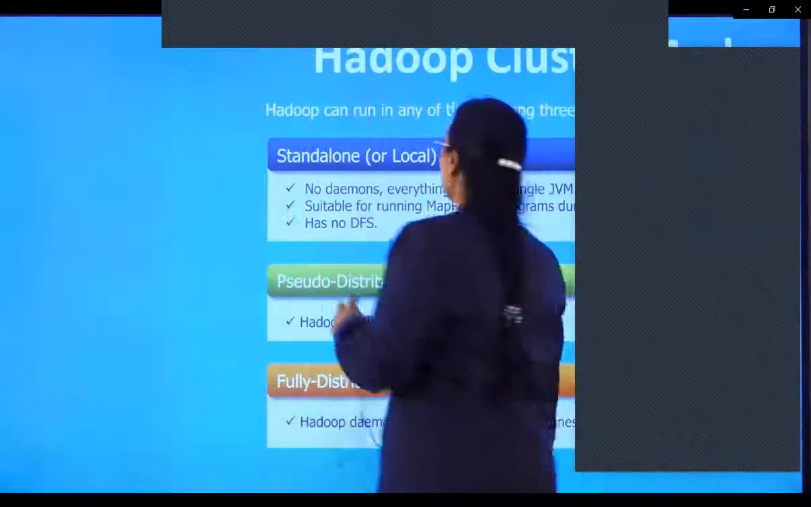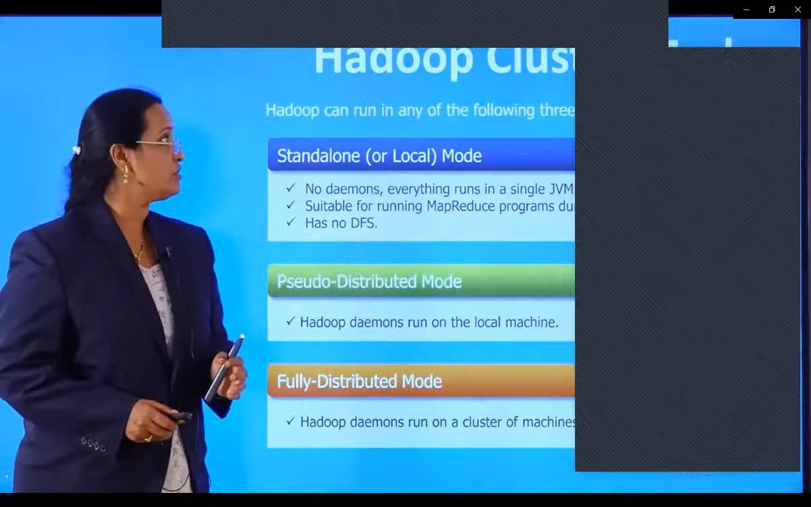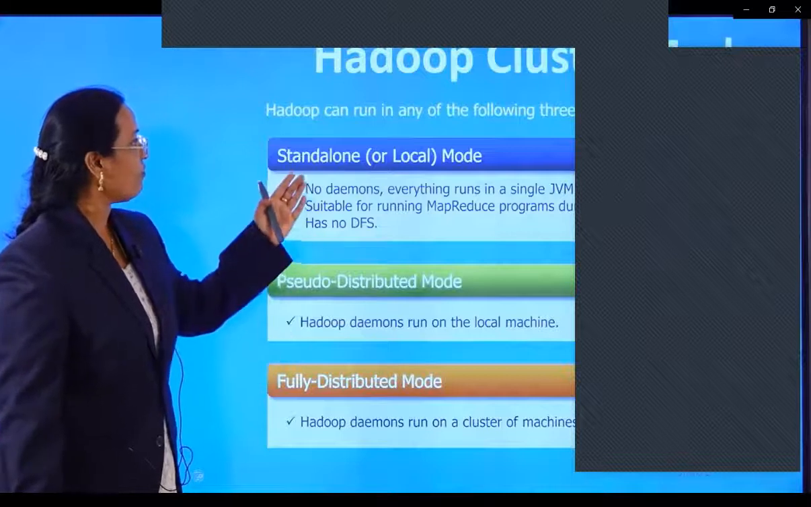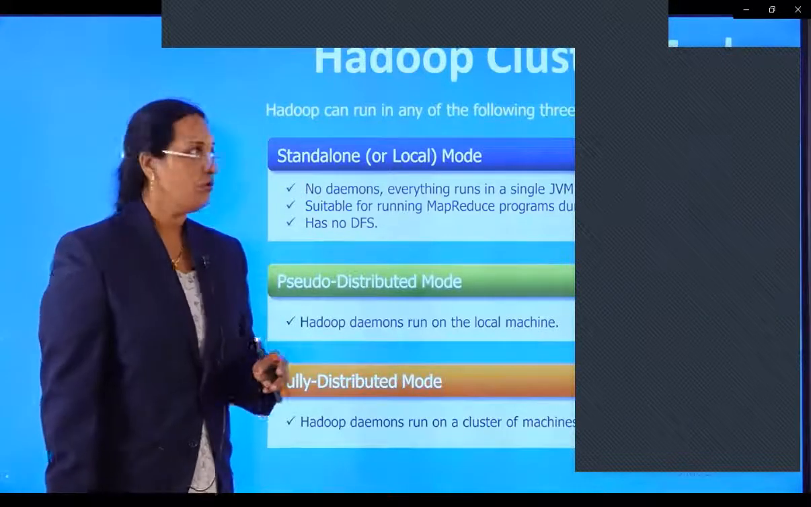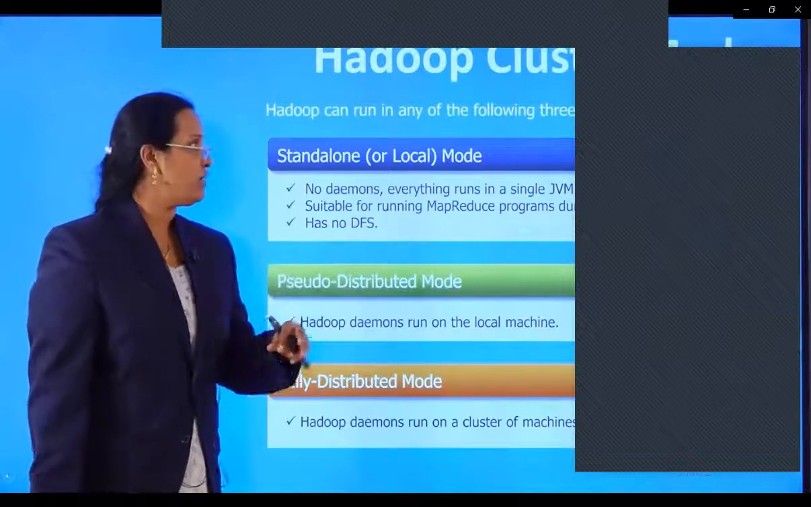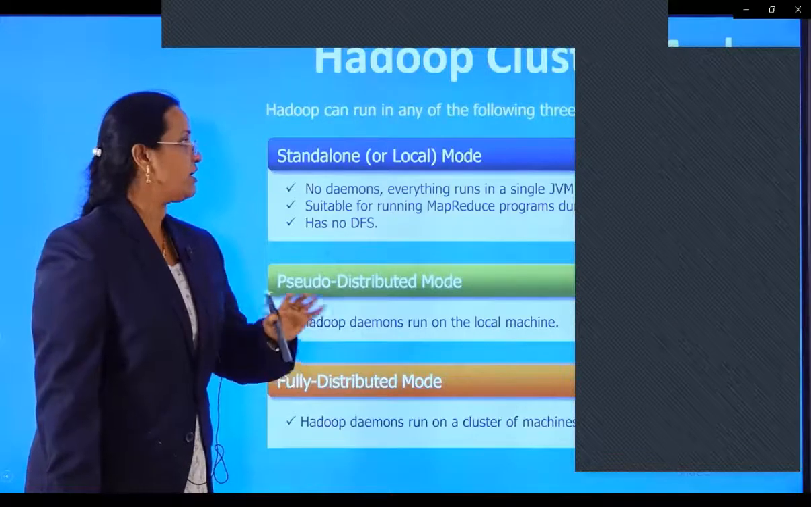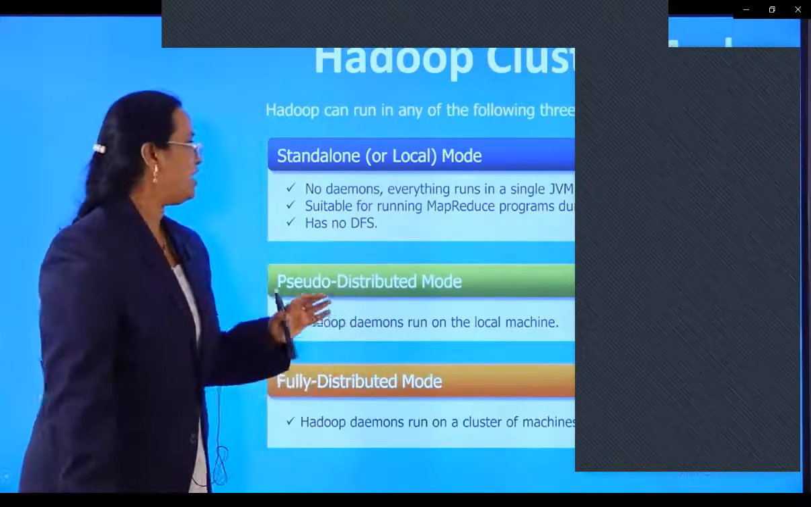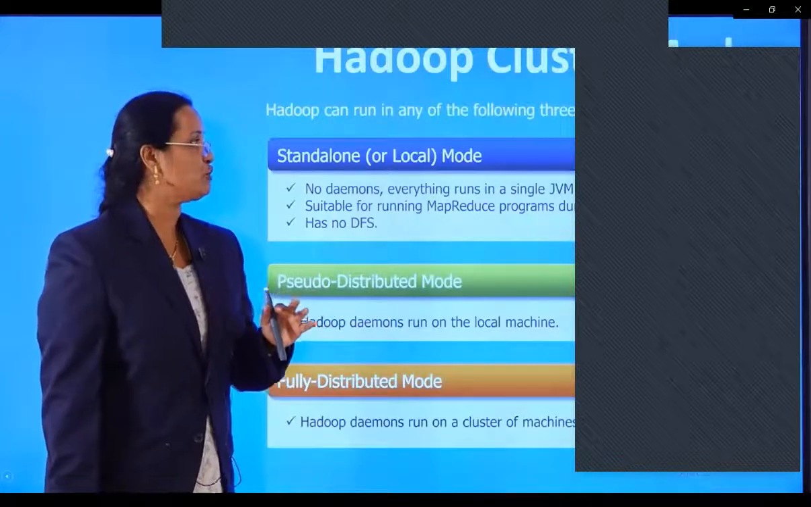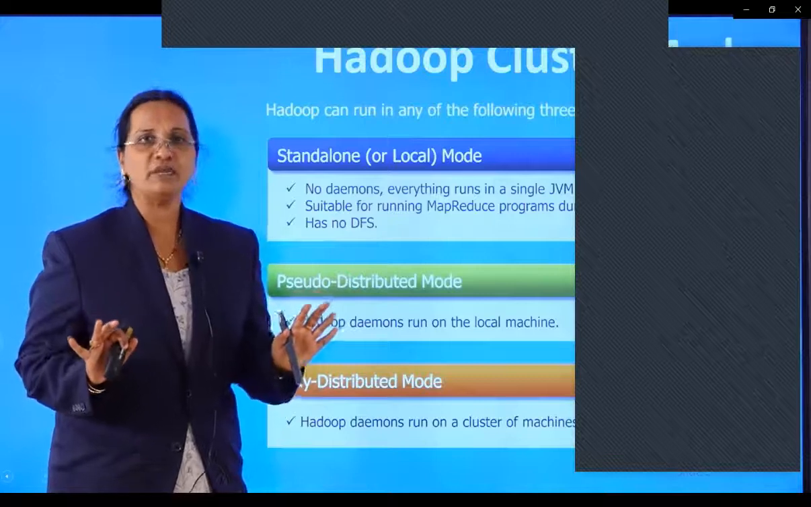The Hadoop cluster works in three modes. The first is standalone mode, which is also called local mode. In this mode, there will not be any daemons running, and everything runs in a single JVM, that is Java Virtual Machine, and it is suitable for running MapReduce programs during development time. That means it will not have any distributed file system mechanism.